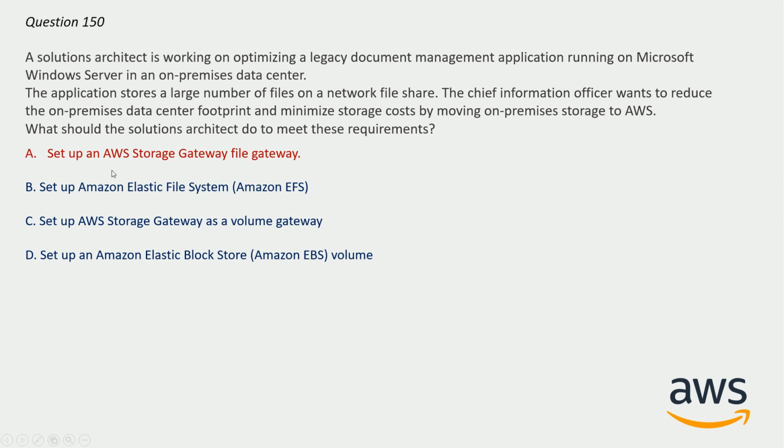Set up an AWS Storage Gateway, file gateway. And this one is correct here because file gateway allows your existing file-based applications or devices to use secure and durable cloud storage without needing to be modified. With S3 file gateway, your configured S3 bucket will be available as a network file system, that is NFS mount point, or server message block, that is SMB file shares. So option A is correct here.